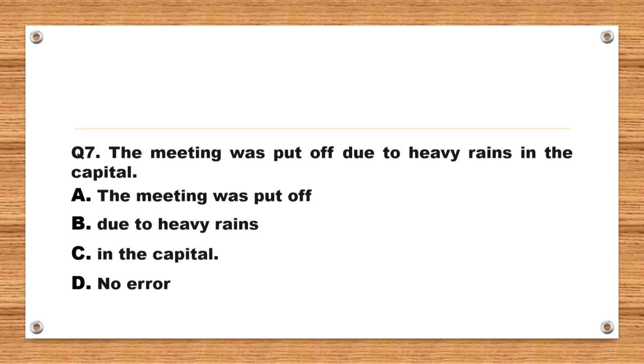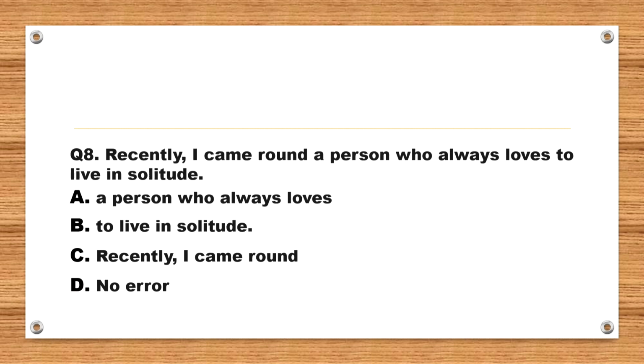Now, let's discuss. The meeting was put off due to heavy rains in the capital. So, the correct option is D, that is, no error. The phrasal verb put off means to postpone or to delay. Hence, its use is appropriate over here. So, there is basically no grammatical error in the sentence. The sentence is grammatically correct. So, is it clear? Now, moving on to our next question. Solve this.